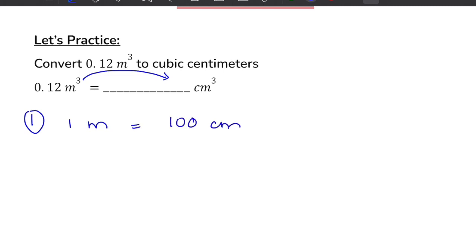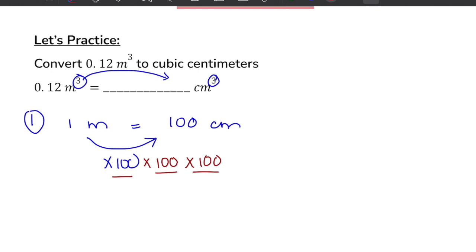Okay, but remember, we are working with volume, so that's 3. So to go from here to here, instead of multiplying just by 100, I'm going to multiply by a total of 3 100s. Okay, so what is that number? You can plug it in your calculator. That is equal to 1,000,000. So the conversion factor is 1,000,000, and we are multiplying by 1,000,000. Okay, because we're going from a small number to a bigger number.